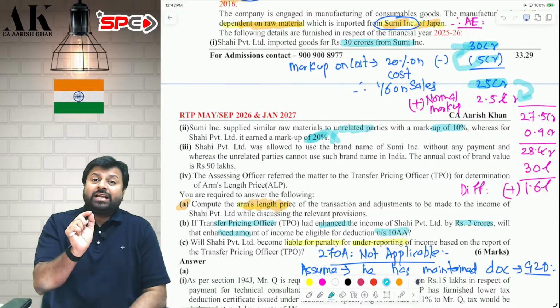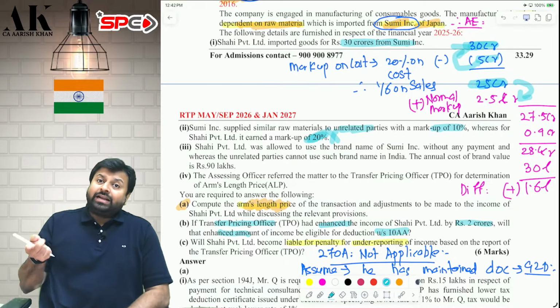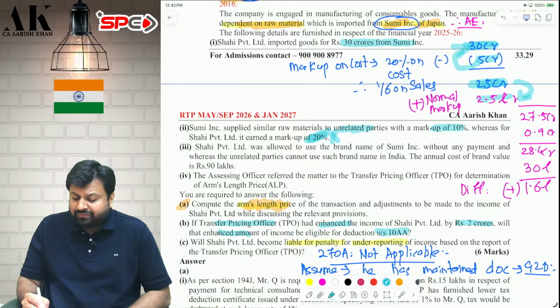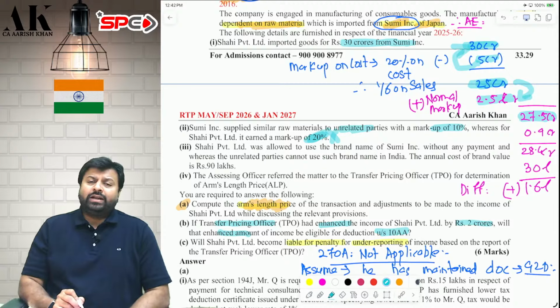Because 30 crore is the selling price, I will reduce the profit from that. Then I will get the cost. On that I will apply arm's length margin. Arm's length margin is 2.5 crores. So now ultimately the selling price is coming to 27.5 crore.